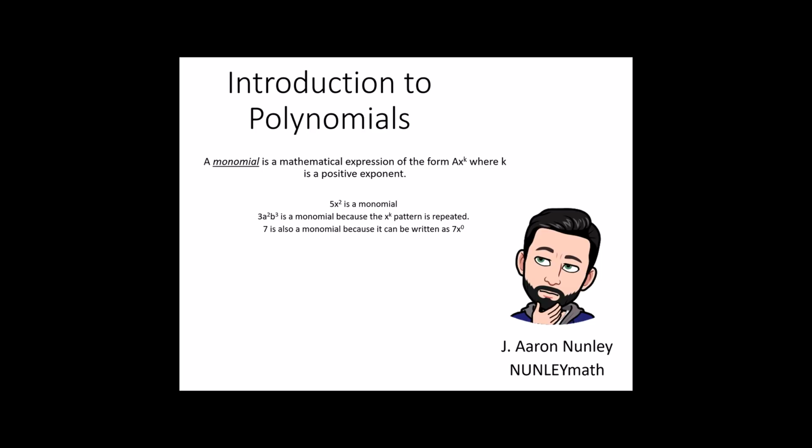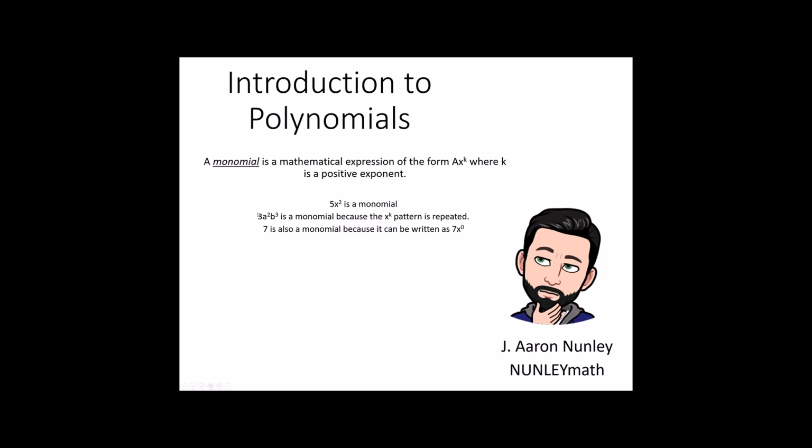You should already know from our exponents unit that a monomial is a mathematical expression in the form ax to the k power, where k is a positive exponent. That's a fairly formal definition of a monomial. I've given you some examples to refresh your memory. 5x squared is considered to be a monomial because 5 would be in the a position. You have your x and you have an exponent that is positive.